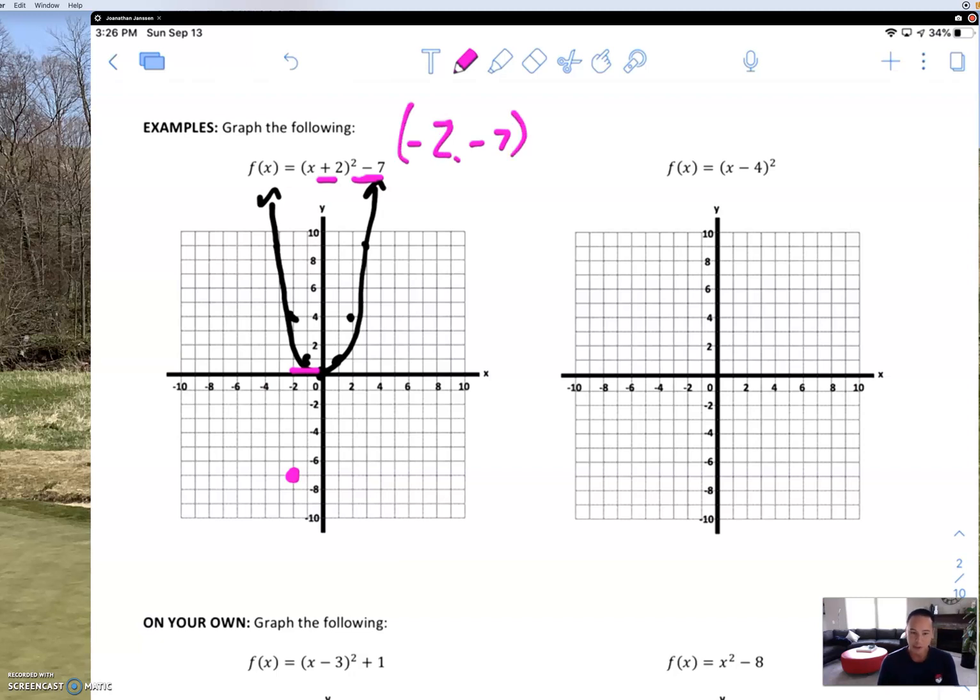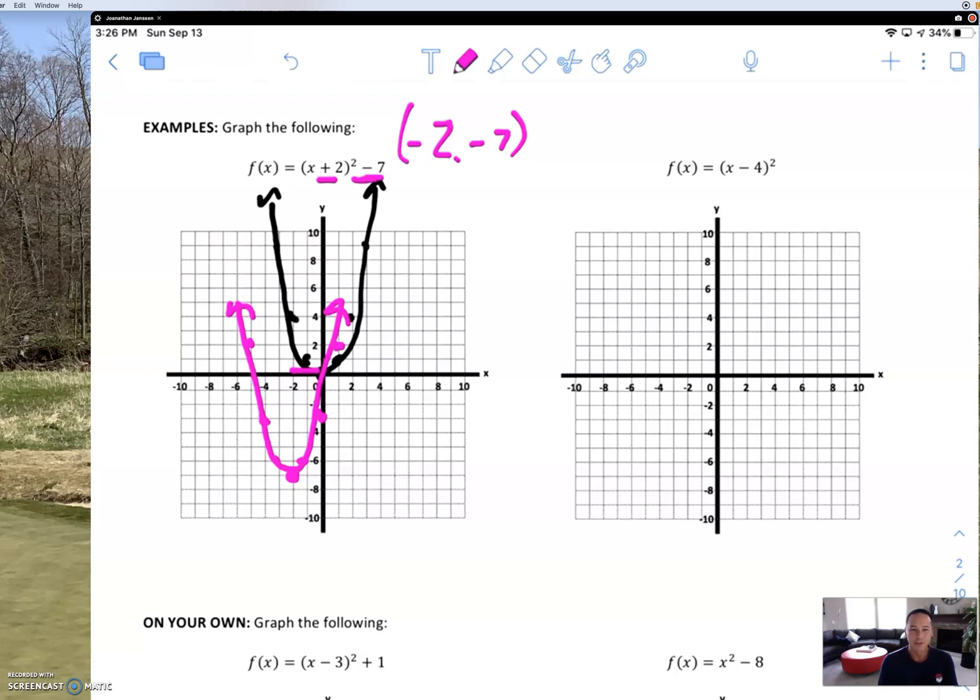Now we're just going to pretend that that is the new origin, and we can go from there: go over 1, up 1, over 2, up 4, over 3 and up 9, and we can mirror it on the other side as well. And that would be the graph after it's been transformed. So all it did was slide to the left by 2 and down by 7.